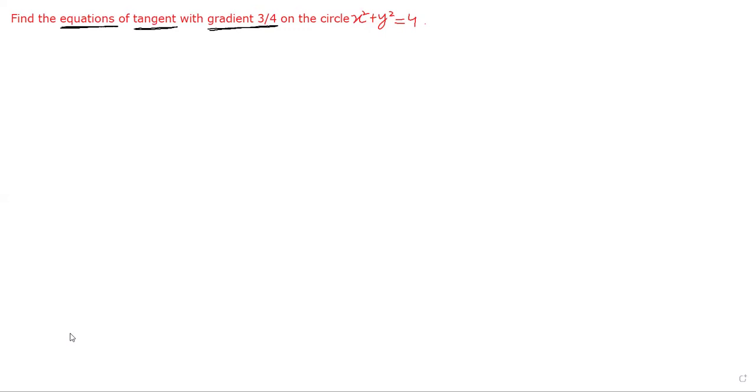Okay. So first of all, I'm drawing a rough sketch over here so you can get that. As you can see, this is a circle, this is the center, this is the radius, and this is the tangent line. Rough sketching I have done over here. Now, as they are saying in the question, I have to find the equations of tangent with gradient 3/4 on the circle x square plus y square equals to 4.